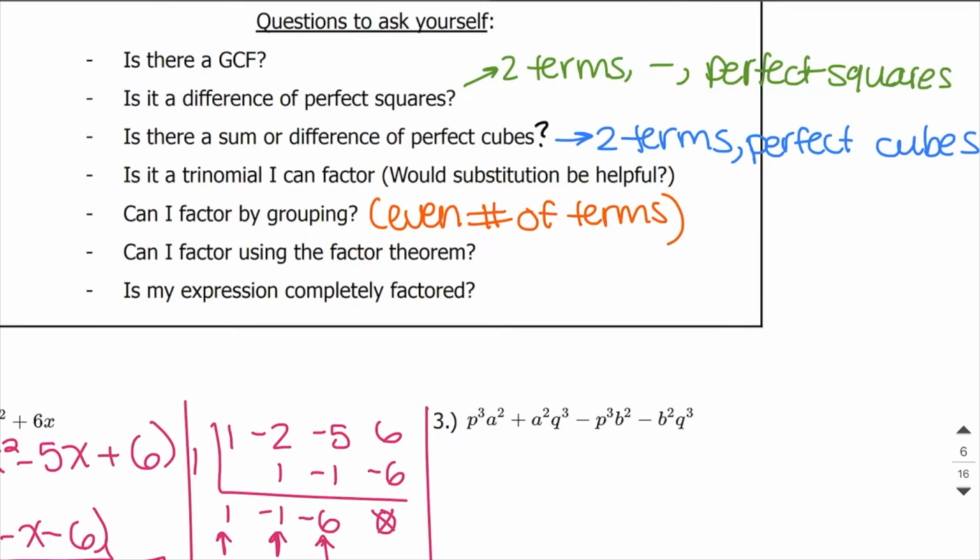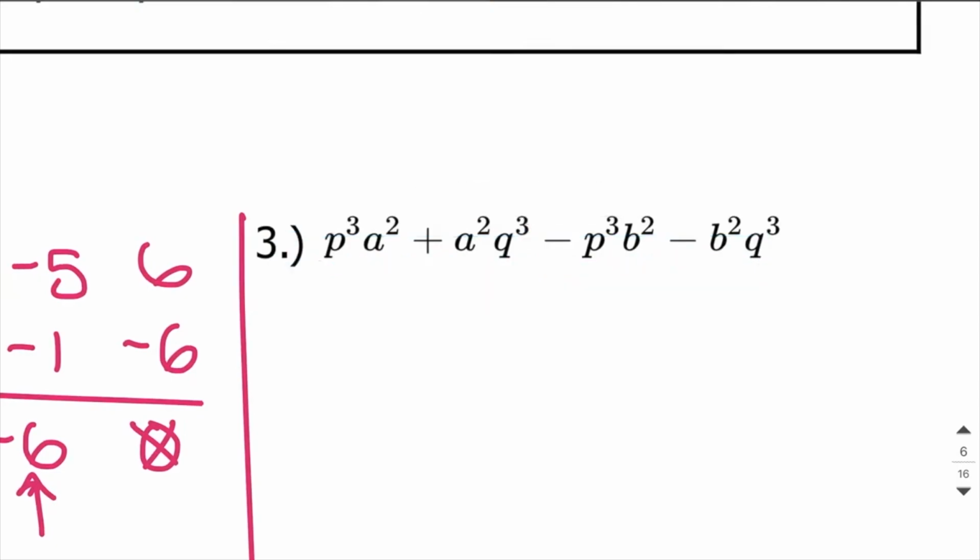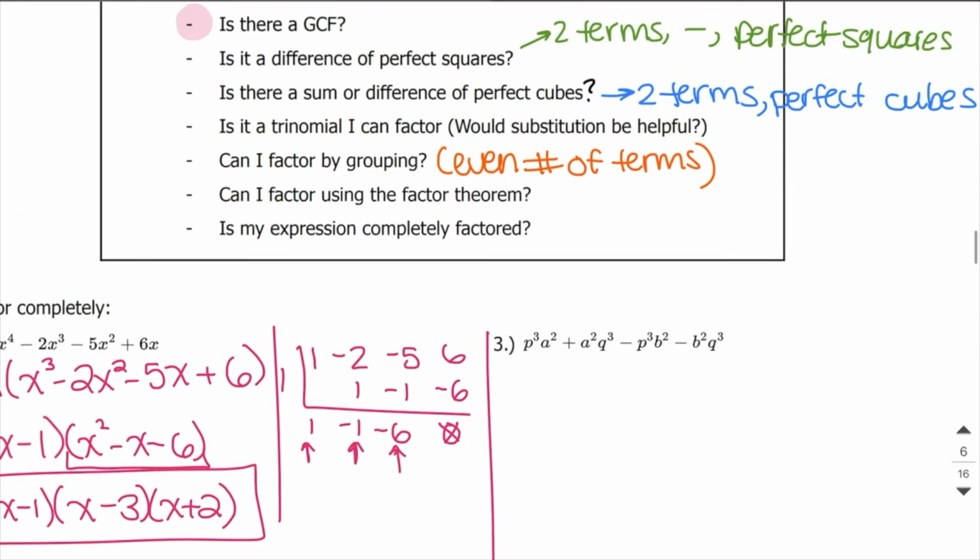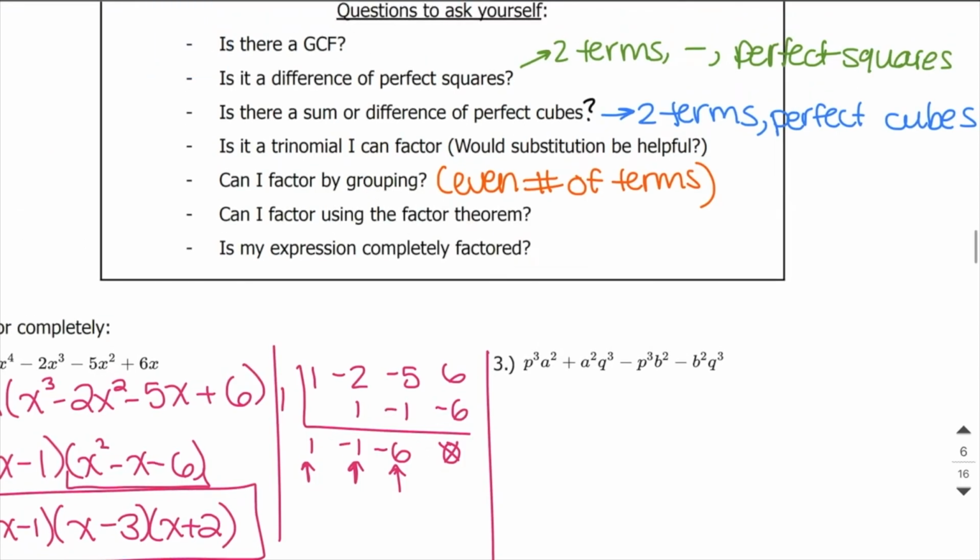So the first question is, is there a GCF? If I take a look at what I have right here, I'm going to look at each one of my terms and see, is there anything in common with every single one of my terms here? There's nothing in common, so there's no GCF. Then the second question I'm going to ask myself is, is it a difference of perfect squares? Nope, it's not two terms. So I can skip this step and this step because neither one of these will work, because we need two terms for that to work.